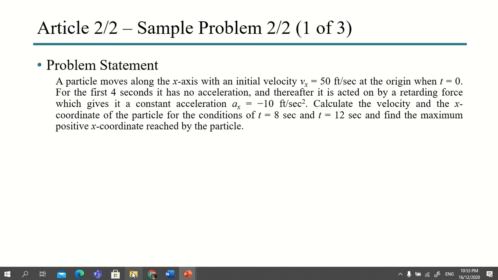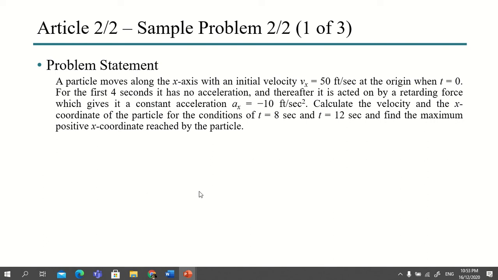Hello class, welcome to the continuation of our discussion on this topic on kinematics. So this time we will solve at least two problems to illustrate the concept that we have just learned. Alright, so this is the problem statement.